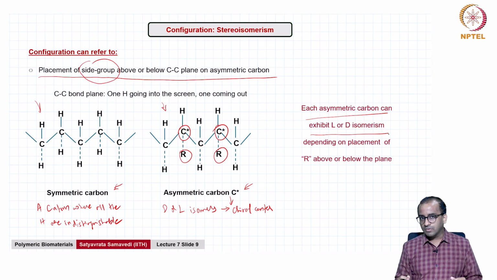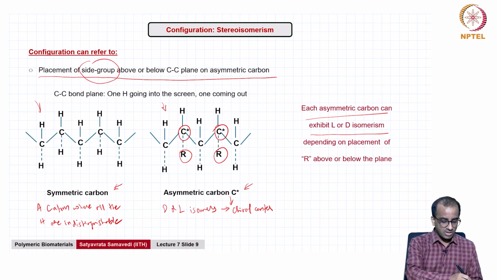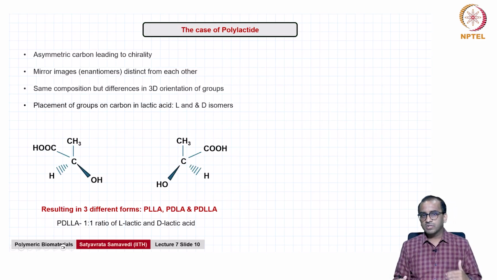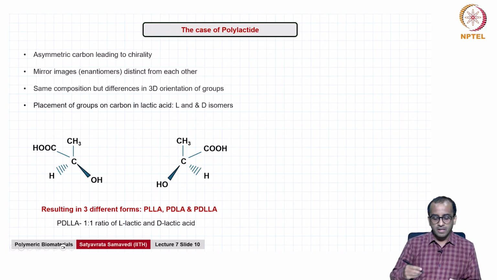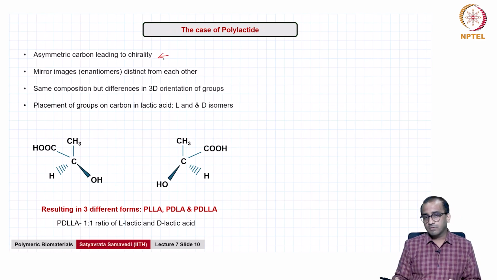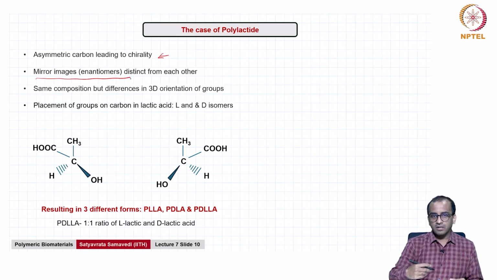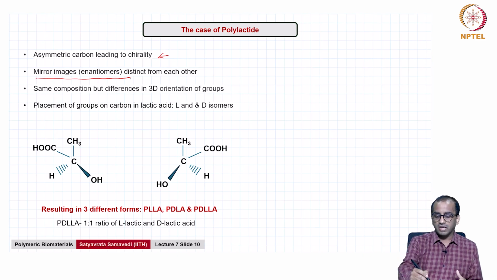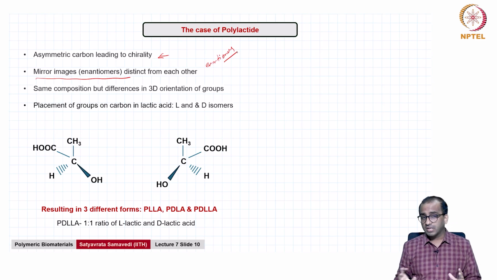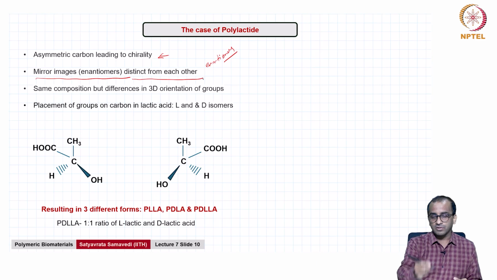Now, as it turns out, this can have some very interesting consequences. So, let us look at this in more detail by using the case of polylactide. So, we already saw that the asymmetric carbon leads to chirality, and you have the D and L isomers, which you would be familiar with from your chemistry classes. They are essentially mirror images of each other, and those have a special name called enantiomers, which are not the same. The D and L versions are not the same. They are mirror images that are distinct from each other, right?